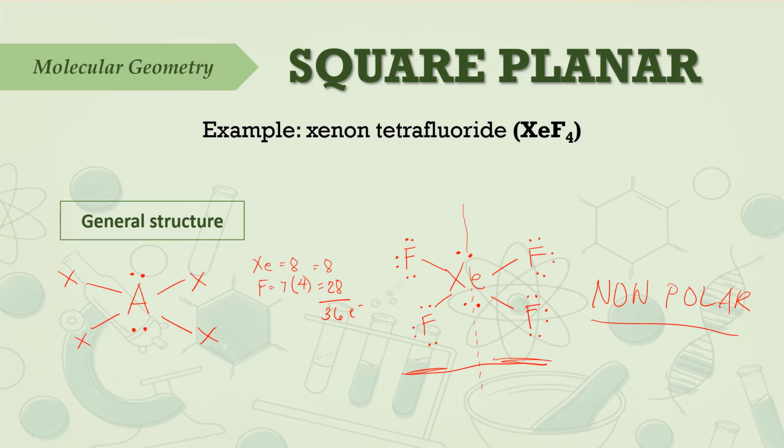So again, may I repeat that square planar is an exception to the rule that I've mentioned a while back, that if the central atom has lone pairs, then automatically that is polar. For square planar's case, it's not applicable.